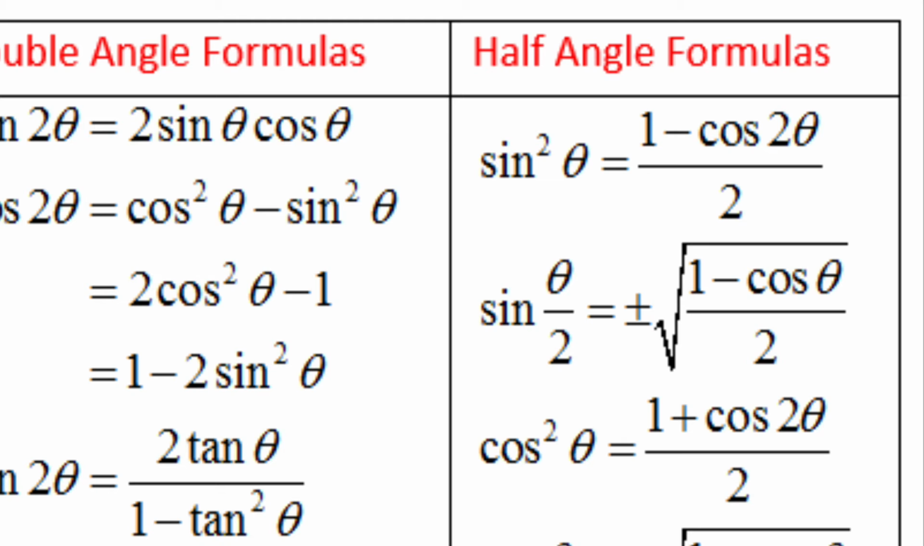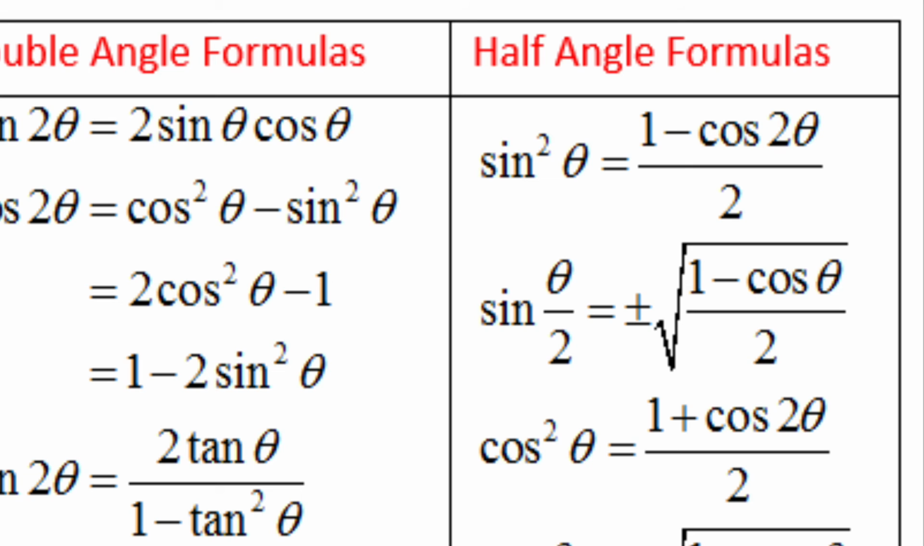Got a double angle: sine 2x equals 2 sine x cosine x. Cosine 2x equals cosine squared x minus sine squared x. Cosine 2x equals 2 cosine squared x minus 1. Tan 2x equals 2 tan x over 1 minus tan squared x.